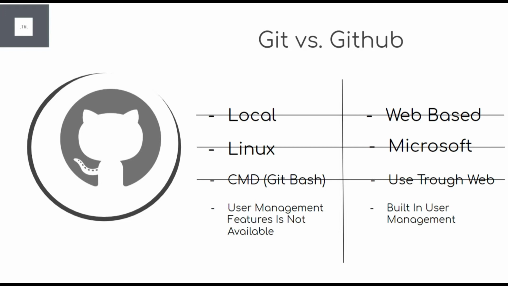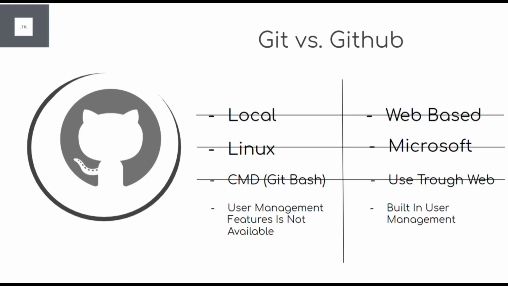User management features are not available in Git, and for GitHub we have built-in user management. Okay, I think right now you are kind of confused, but don't get confused. It is easy, and once you start using Git and GitHub, you will understand the difference properly. For Git, we don't have any user management, like we don't have any interface.